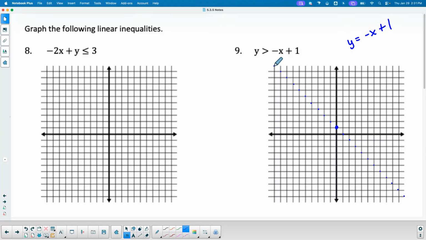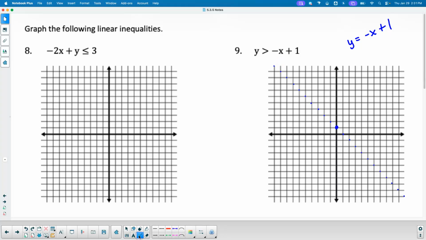Now, before I draw my line in, what kind of line am I going to be drawing? And don't say straight, because all lines are straight. I'm going to draw a dashed line because it's an inequality and it's a less than. Excuse me, it's a greater than. But it doesn't have the equals part. So I'm going to draw in a dashed line.